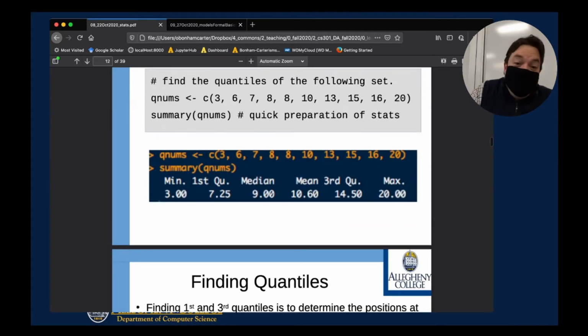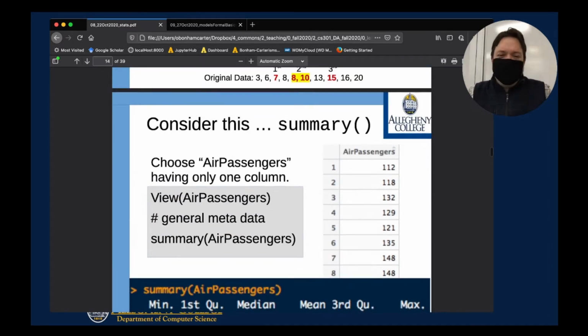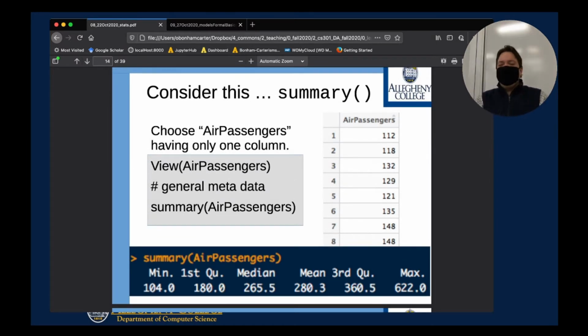Anyhow, then we discussed this function here called summary. Summary is actually how you get this information quickly. Now you're probably thinking, what's the big deal about summary? Why would I need to have a slide about summary? Well, because summary actually does all this work for you, and it does it very quickly.